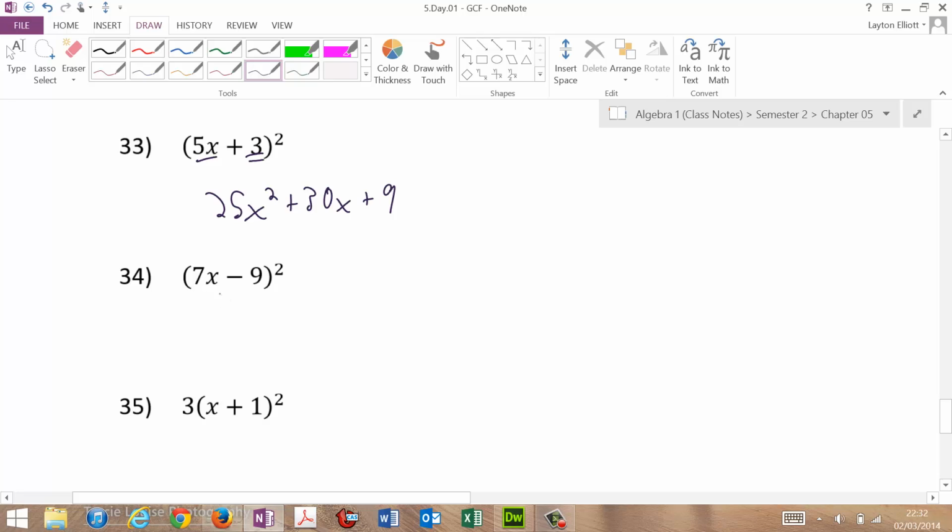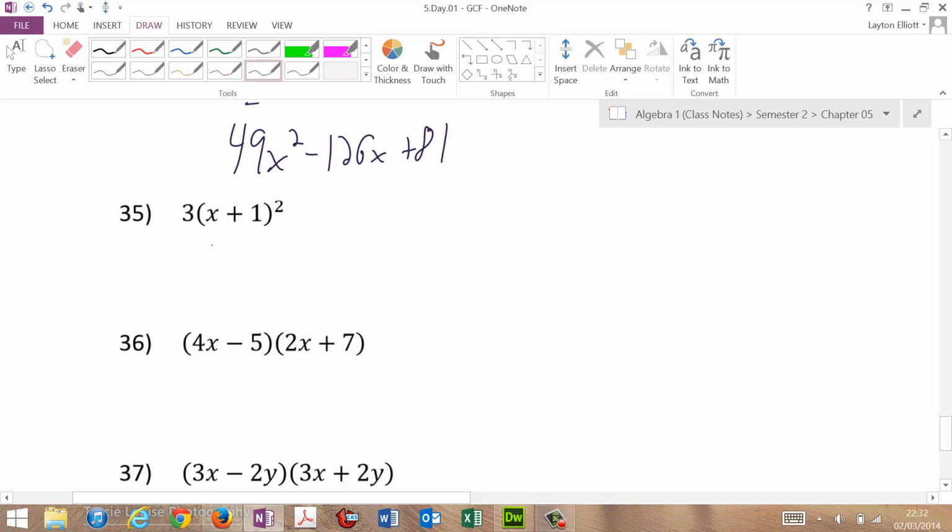First, outer, inner, last on 34. First is going to be that times itself. Outer is going to be this times this, so negative 63, plus another negative 63, because the outer and the inner are the same, so negative 126x. And then finally, the last times itself, negative 9 times negative 9 is positive 81.